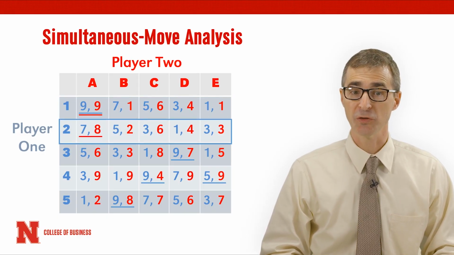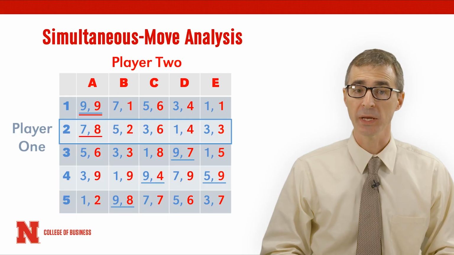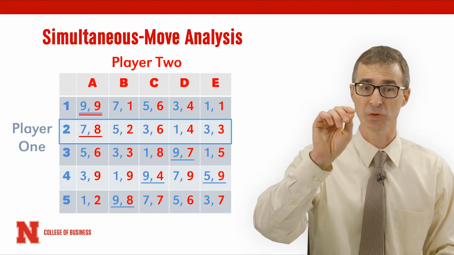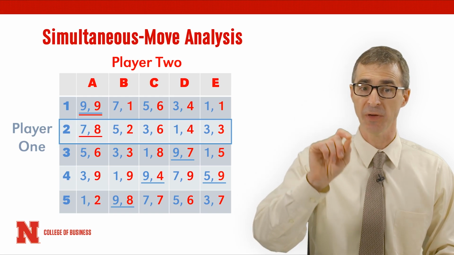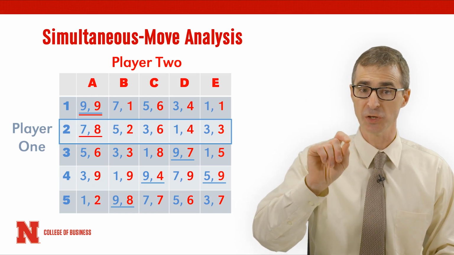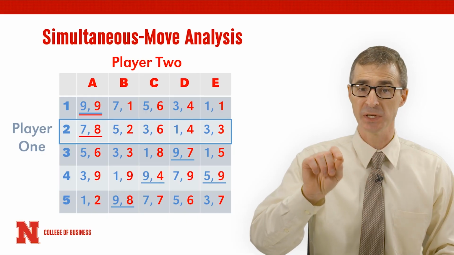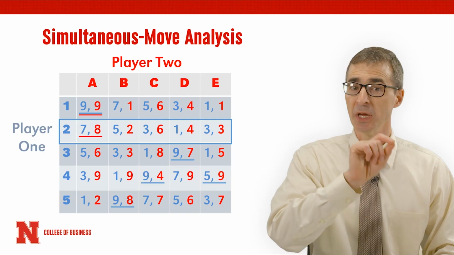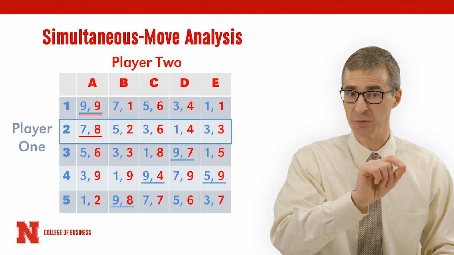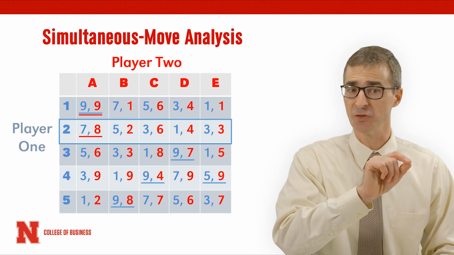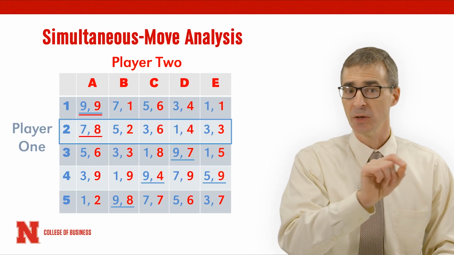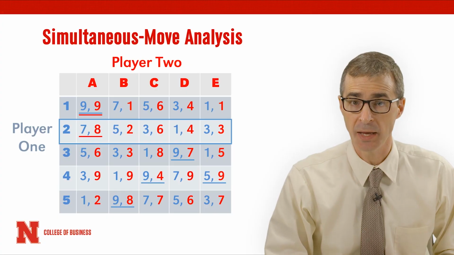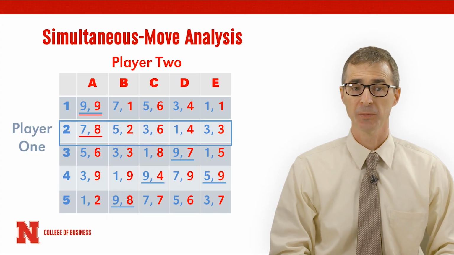If player 1 is pursuing strategy 2, what is player 2's best response? Well, player 2 could respond with strategy A that would lead to a payoff of 8, strategy B that would lead to a payoff of 2, strategy C that would lead to a payoff of 6, strategy D that would lead to a payoff of 4, strategy E that would lead to a payoff of 3. Strategy A would be player 2's best response given that player 1 is playing strategy 2. So we underline under the 7 and 8 that cell indicating that A is player 2's best response.